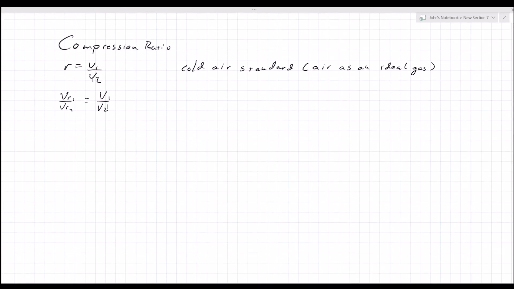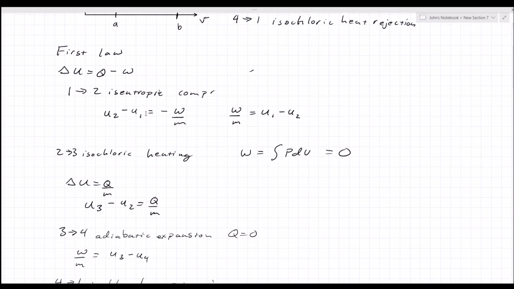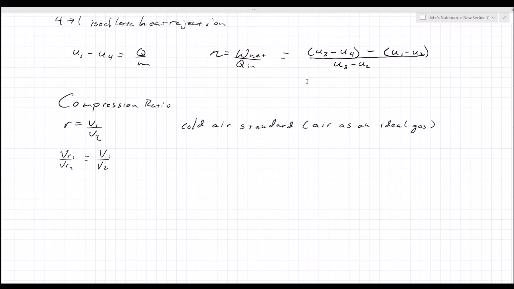So let's now move on. Why is this important to us? Well, at cold air standard, we might not know the temperatures at state point 4, state point 3, or state point 2, and we need to find out what they are. Well, that's where the compression ratio can come in handy. So at cold air standard, we get T2 over T1 is equal to V1 over V2 to the K minus 1, which means T2 over T1 is equal to the compression ratio to K minus 1.